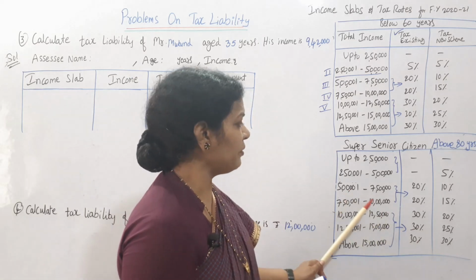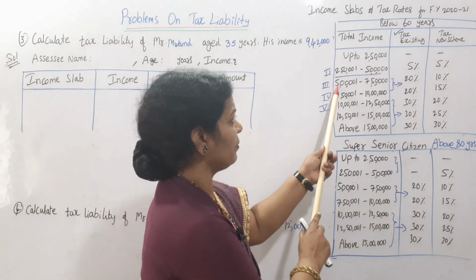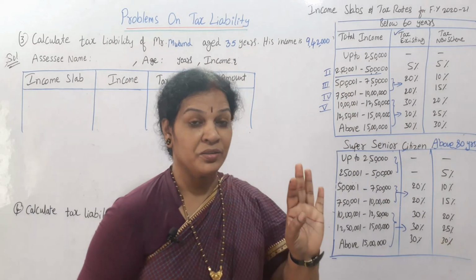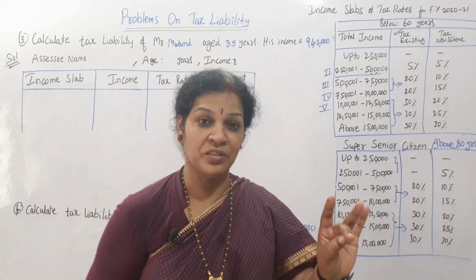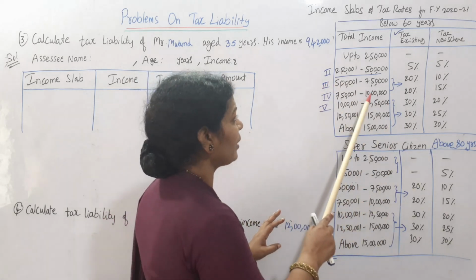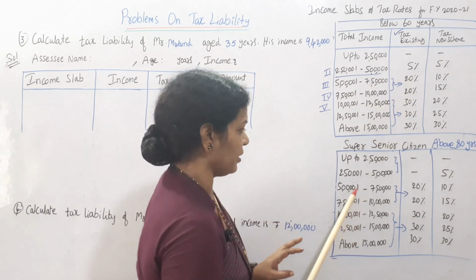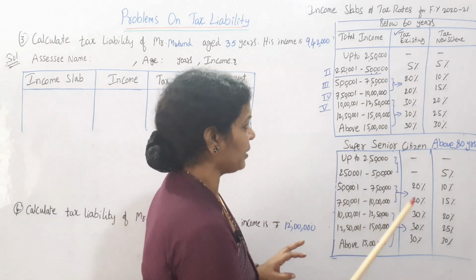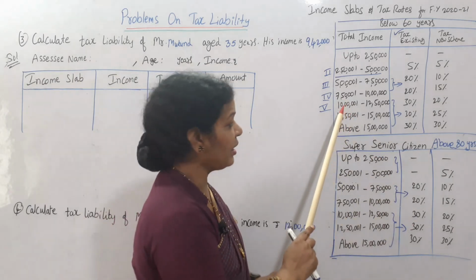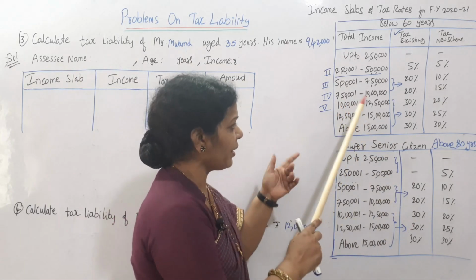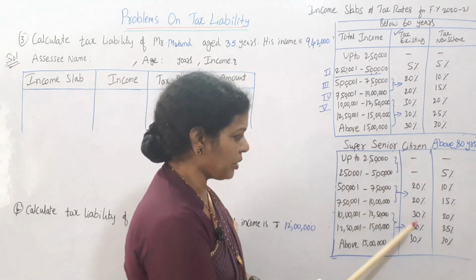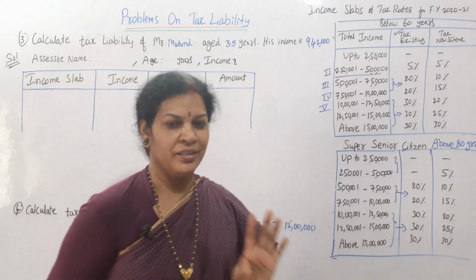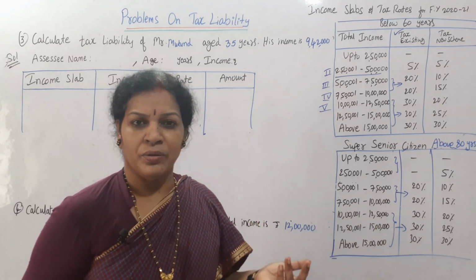Above 5 lakh, in the previous one also and here also, whether it is below senior citizen or super senior citizen, whoever it may be, 5 lakh to 10 lakh is 20% only. And the next slab, above 10 lakh, is 30% only. Easy to remember, right? So we'll enter into the problem.